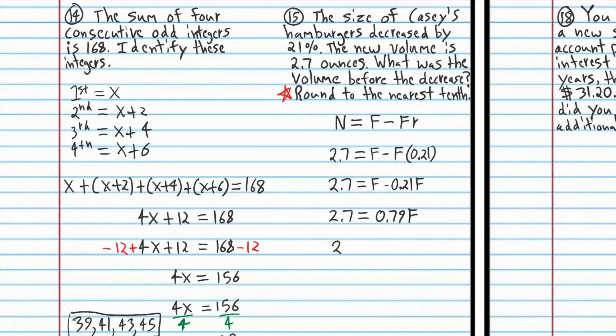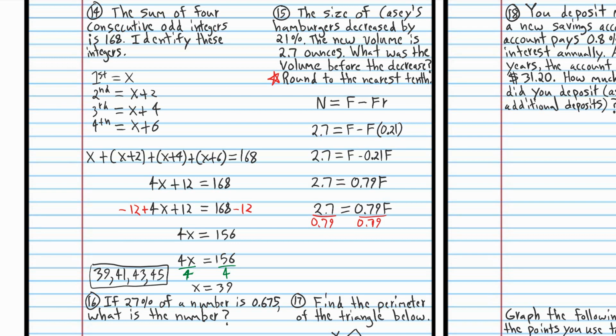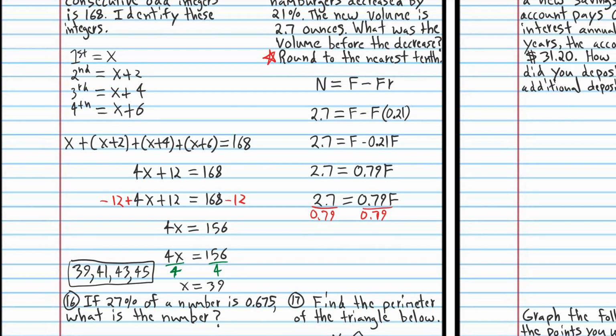So now we're going to have to perform an operation on both sides of the equation. So we rewrite the equation and divide both sides by 0.79. And you're allowed to use the calculator on this part. 2.7 divided by 0.79. The decimal is just going to go on forever. So F is approximately equal to 3.4177.